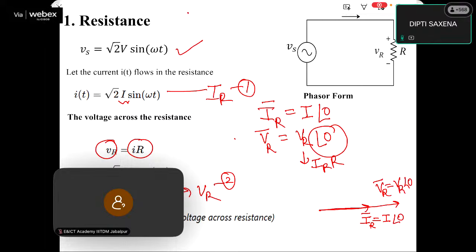So looking at the phasor diagram, both the voltage and the current are in phase with each other. That is, across the resistance, there is no phase displacement between the voltage across the resistance and the current through it, and both are in the same phase as shown in the diagram.